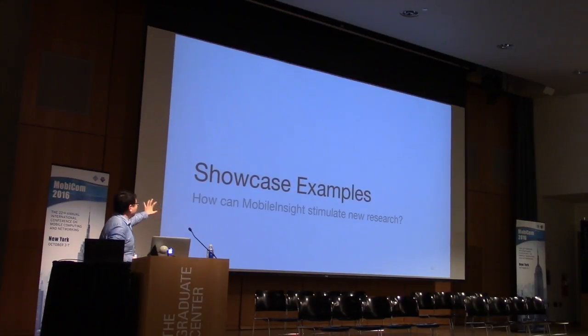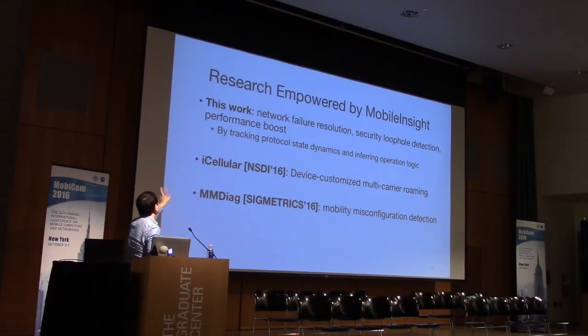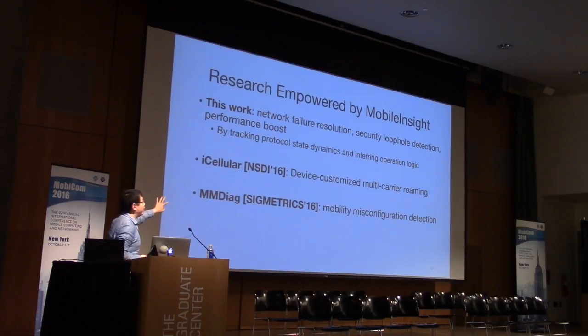With MobileInsight, we can do much research. In our work, we have leveraged MobileInsight to develop several new applications, including network video resolution, loop detection, and performance boost. All these applications can be achieved by analyzing policy data and inferring operation logic. For details of our findings, you can check our paper. We can also leverage it to enable more intelligent roaming between different operators and even misconfiguration detection by network operators.